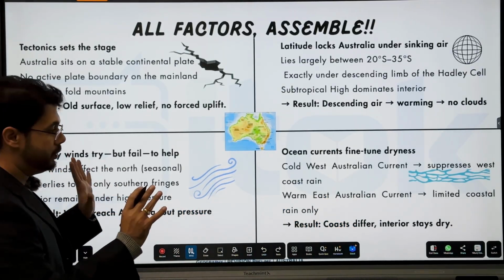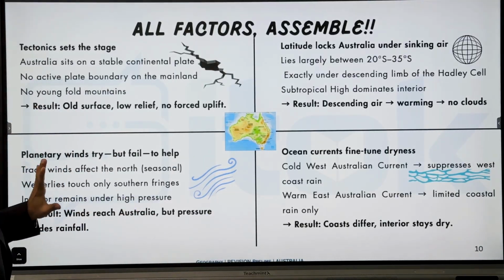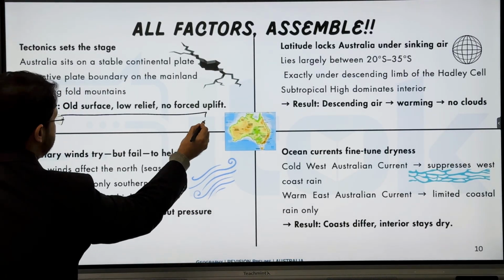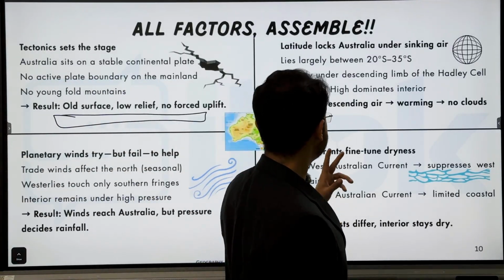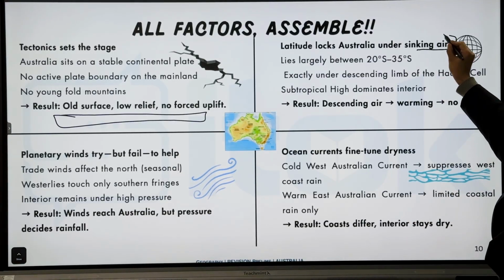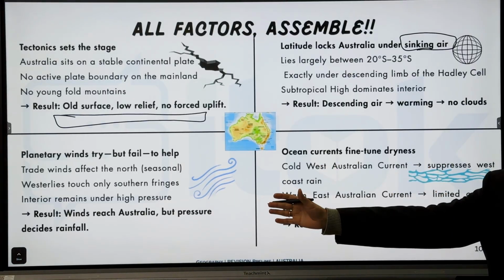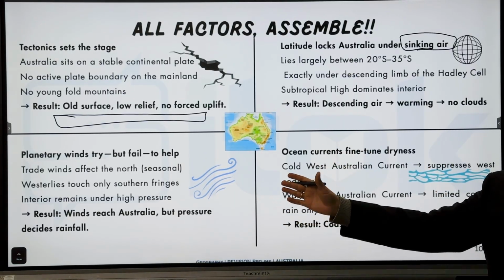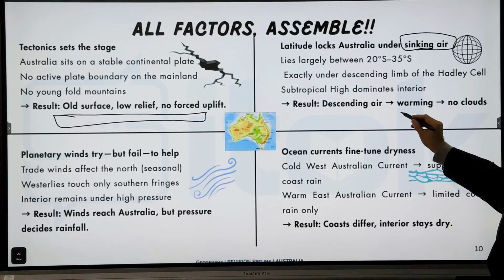Now everything comes together. First thing, tectonics sets the stage. Old surface, low relief, no forced uplift. So it is an old landmass. Second, latitude locks Australia under sinking air, Hadley cell. The biggest enemy of Australia and all of those regions lying in 30 to 35 degrees north and south of the equator is this sinking air of Hadley cell.